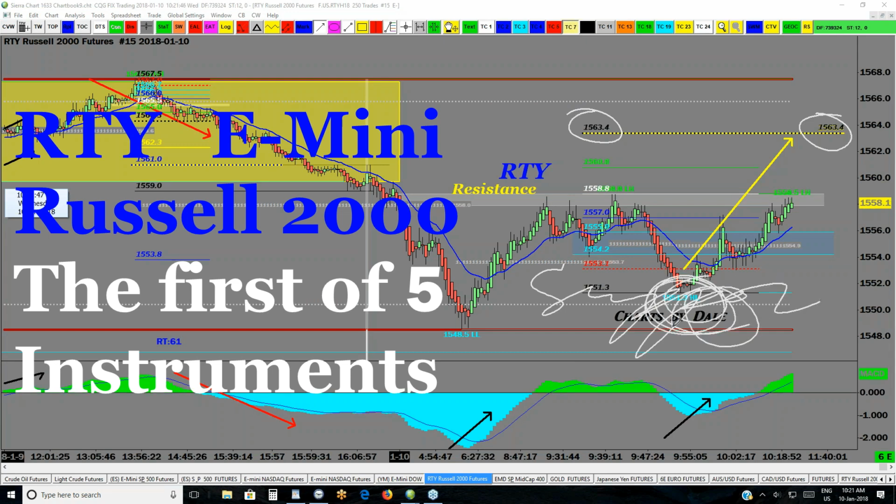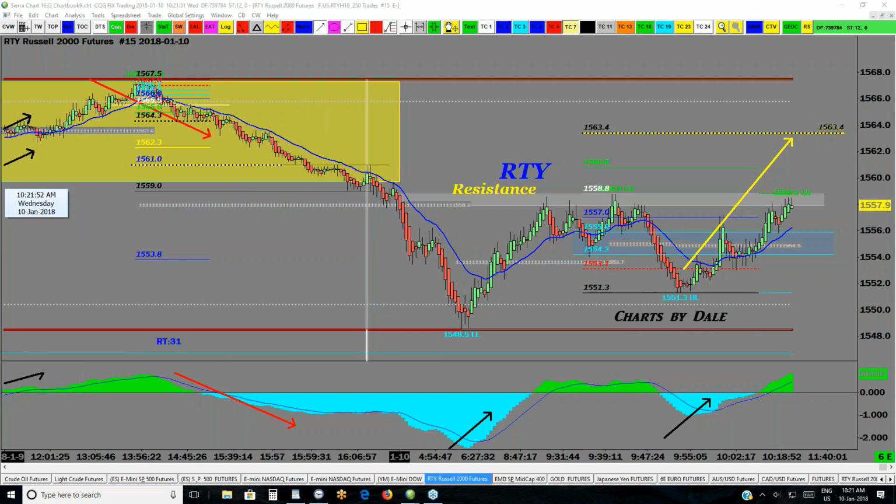My name is Dale Elliott. You're in the Echotraders trading room, and we'll see if it has to take out the swing high here at 58.8, which is resistance. So resistance there. This is the RTY. We'll come back to another instrument in a second.